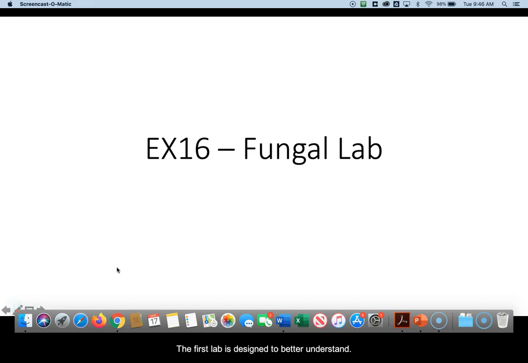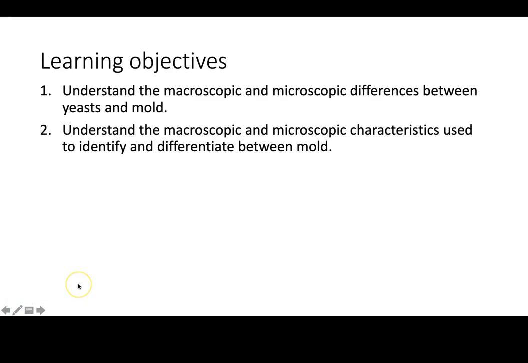So the first lab is designed to better understand a fungus. And if you recall from long ago in lecture, there are two different types of fungal organisms. There are yeast and molds. So not surprisingly, this lab is focused on understanding what mold and yeast look like at two different levels. So we're going to talk about macroscopic, or what you can see with your eye, and then also microscopic evaluation of fungus.